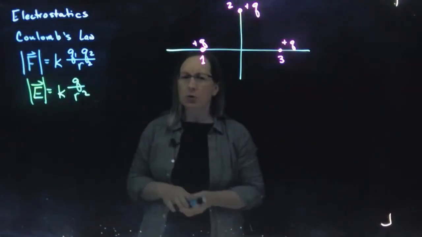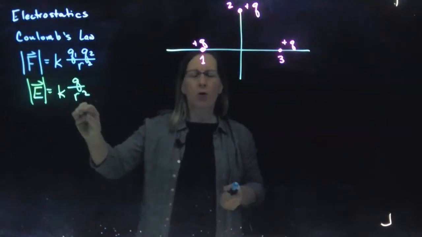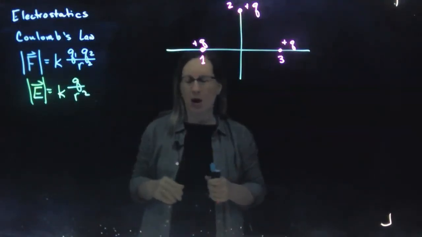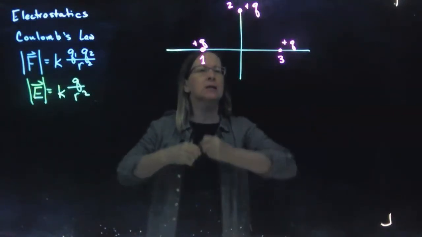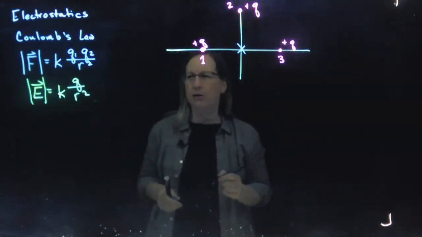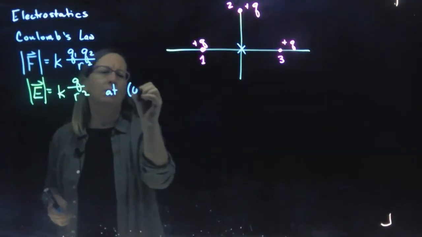So we've introduced the idea of an electric field, which tells us something about what happens if we put a point at that spot where X marks the spot. And so we're going to practice with that a little bit more. Suppose we want to find the electric field right here at the origin. So we're looking for the electric field at 0, 0.